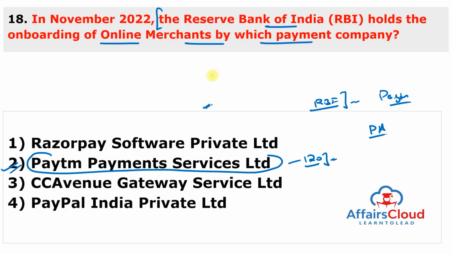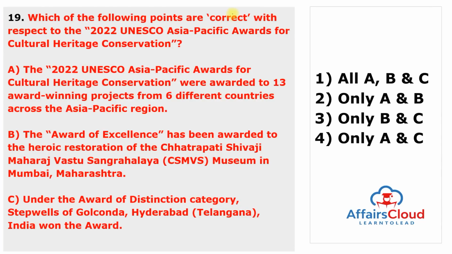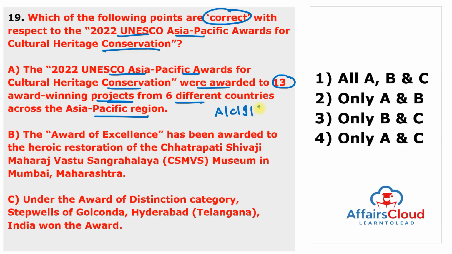Moving to next question. Which of the following points are correct with respect to the 2022 UNESCO Asia Pacific Awards for the Cultural Heritage Conservation? So let's read out the statement. The 2022 UNESCO Asia Pacific Awards for the Cultural Heritage Conservation were awarded to 13 projects from 6 different countries across the Asia Pacific region. And these countries are Afghanistan, China, India, Iran, Nepal and Thailand.